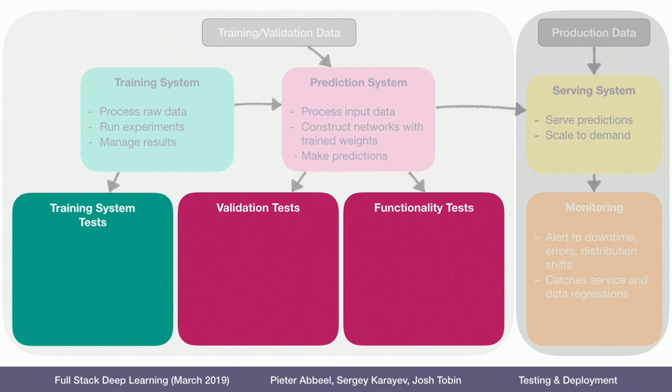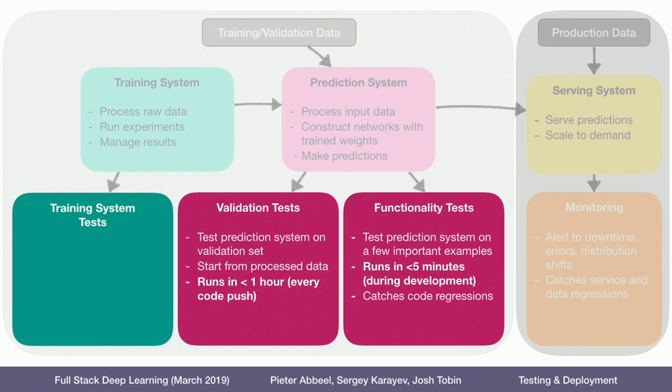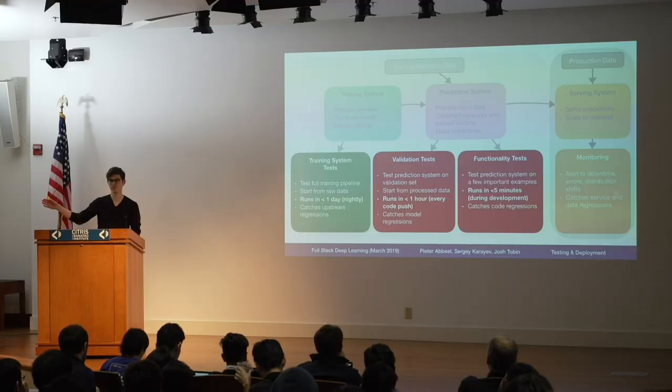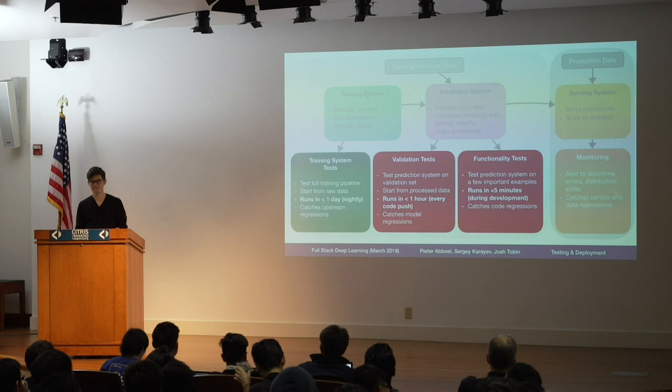So for CI, this is what we're talking about again. You've got functionality tests, validation tests, and probably training system tests. The functionality tests are a no-brainer. They can run in, you know, less than 5 minutes. The validation tests are a little harder. They might take up to an hour. The training system tests, you're probably not going to want to run on a software as a service because it might require a GPU, for example. And so for that, you probably just want to set something up on your own hardware or your own cloud infrastructure. That's almost like just a nightly job that goes through the whole training pipeline and makes sure that it completes.